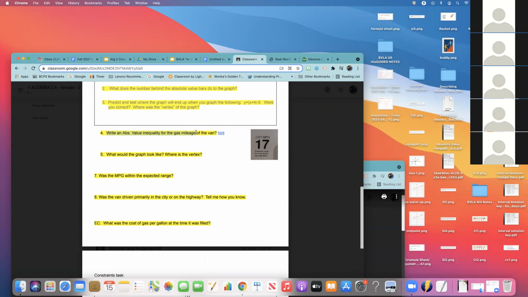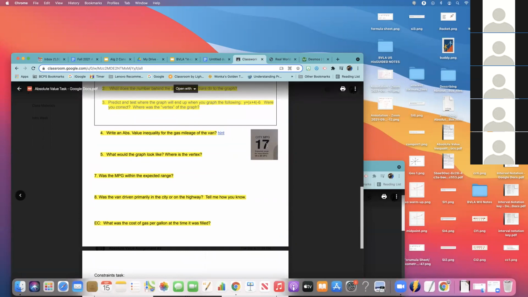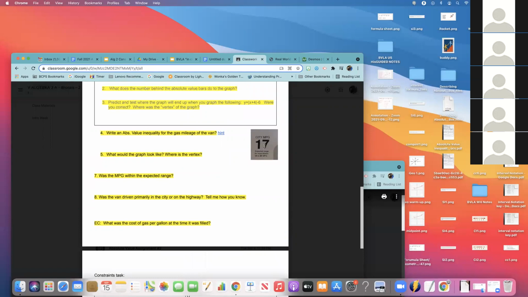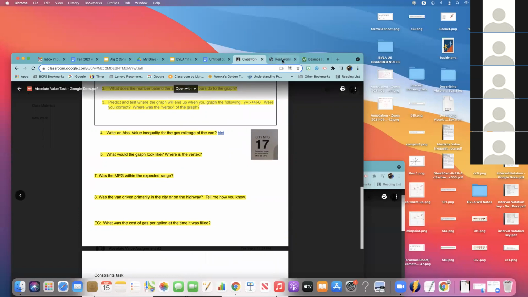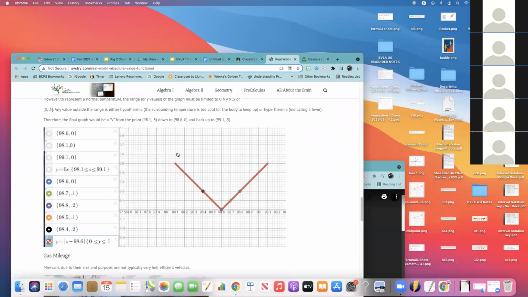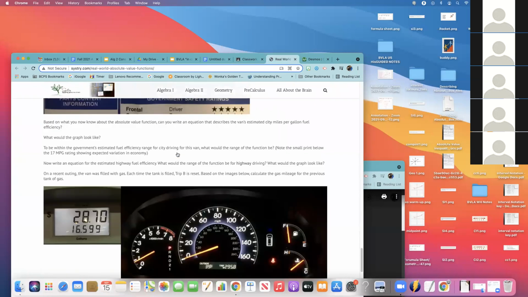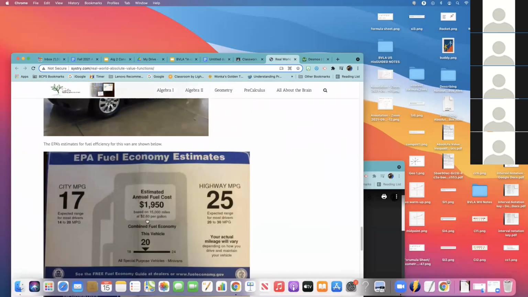Right here, an absolute value inequality for gas mileage of the van. There's a hint right here. This is a video that shows you how to do it. I give you this picture, but this picture is not the entire thing. Again, you clicked on the link, and down here, this has the full picture, right?